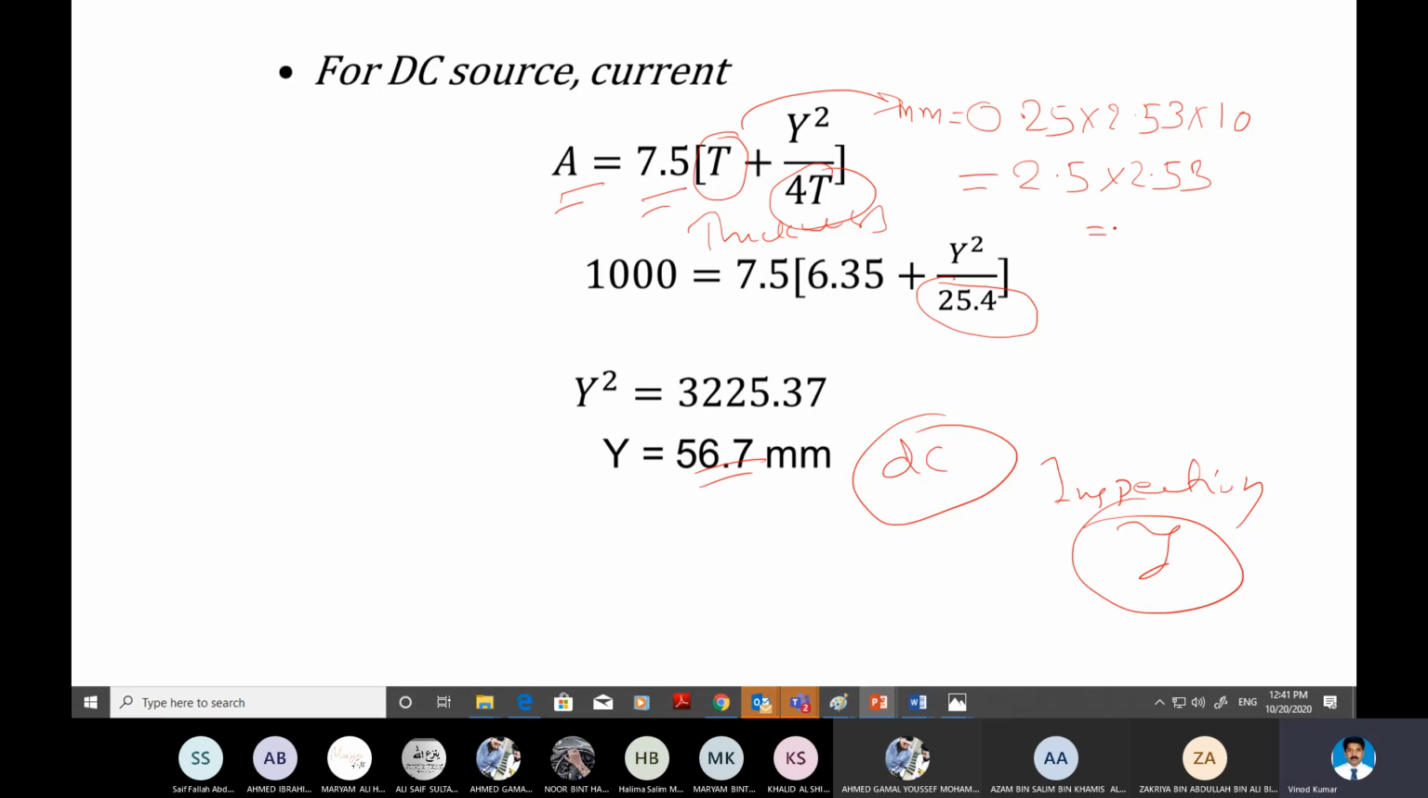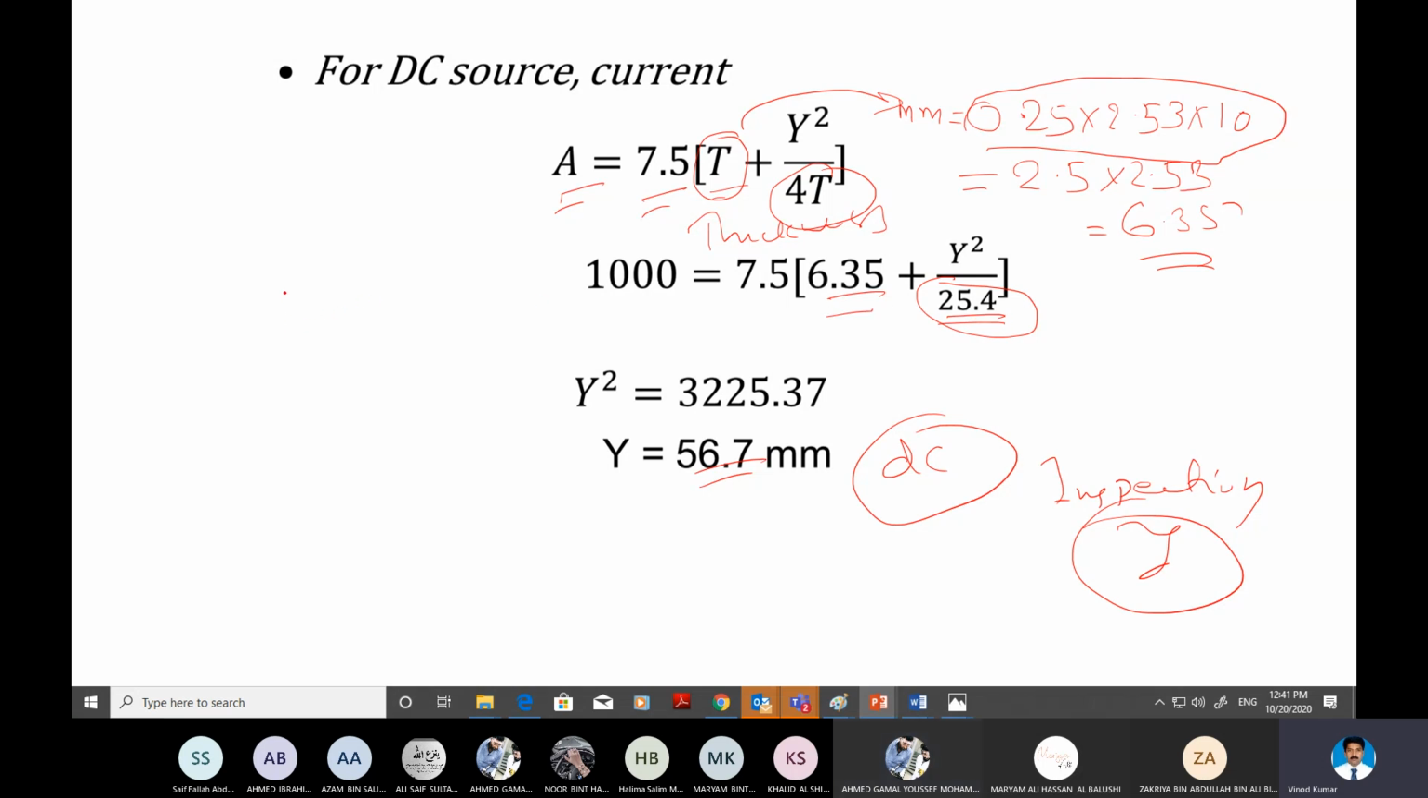So how much are you getting? Around 6.35. Can you multiply this by 0.25? Yes, you are getting 6.35. That's why 6.35 is substituted here for t, and 6.35 times 4 is 25.4. Is that clear?